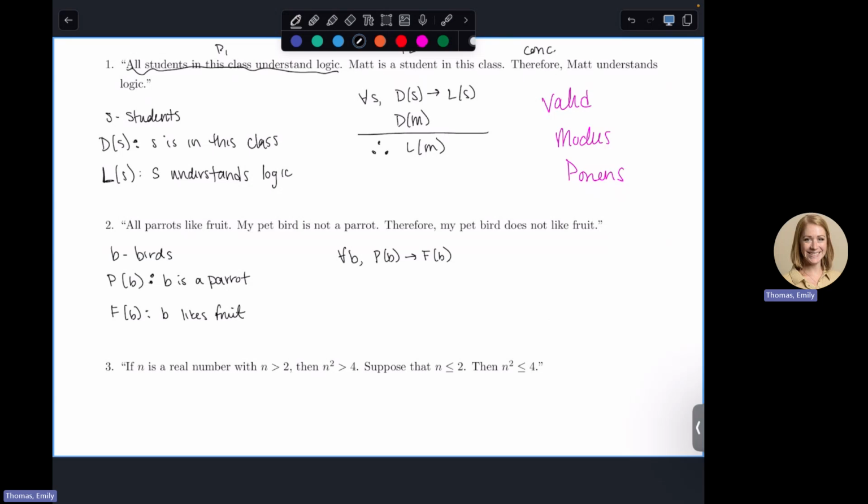My pet bird, so we'll go with E for that, is not a parrot. So not P of E, for my bird. Therefore, my pet bird does not like fruit. Is this a valid argument form or not a valid argument form? Does this make sense?